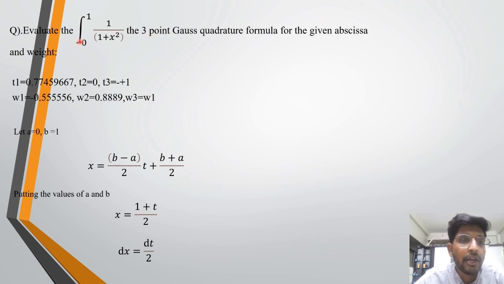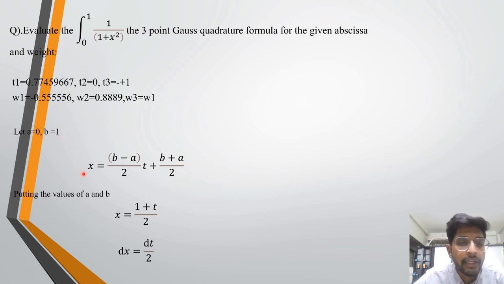We need to evaluate the integral from 0 to 1 of 1 upon x squared using the 3-point Gauss quadrature formula, where the abscissas and weights are given. T1 is 0.77459667, T2 is equal to 0, and T3 is equal to plus minus 1, and the W1, W2 and W3 values are given over here. So the a and b values are the lower limit and the upper limit. So a equals 0 and b equals 1 over here.